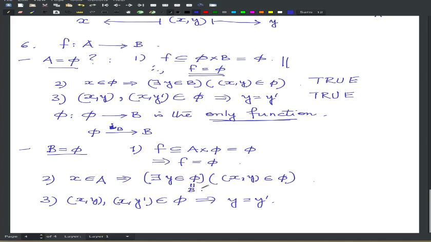Why is 2 false? Because an empty set cannot contain any elements. If your hypothesis is true, but the other side, the consequent, is false, then the implication is false. Correct. So this is false the moment A becomes non-empty.